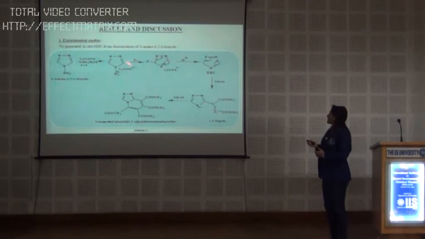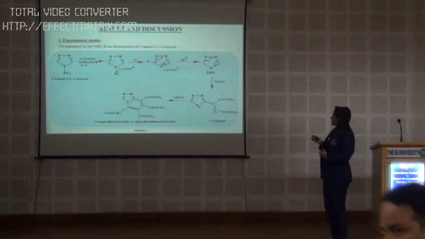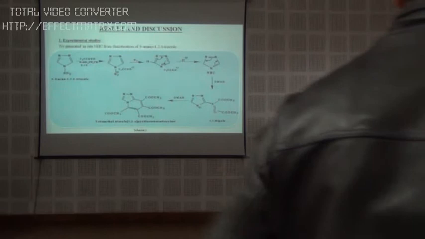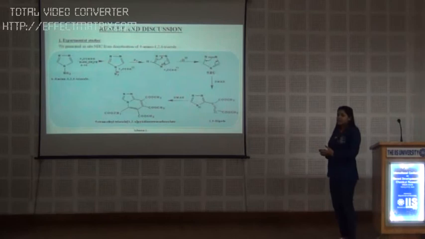The diazonium salt, on losing one nitrogen molecule, gave the nitrenium ion. This nitrenium ion by deprotonation gave the NHC. So in this way we generated NHC in situ. This NHC molecule was then trapped using DMAD. DMAD is dimethyl acetylenedicarboxylate.